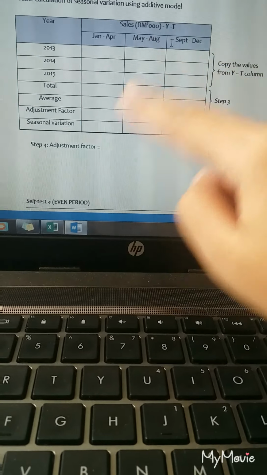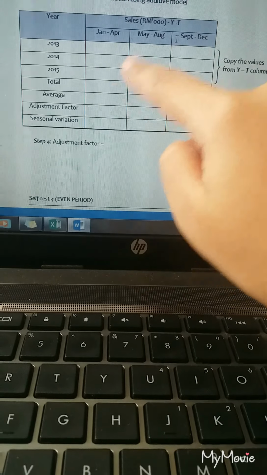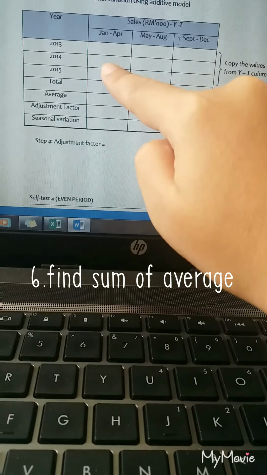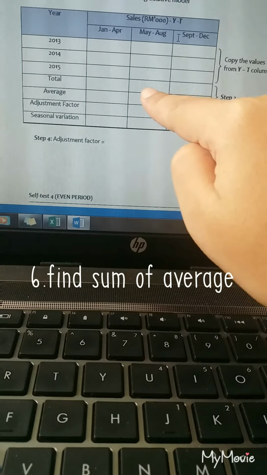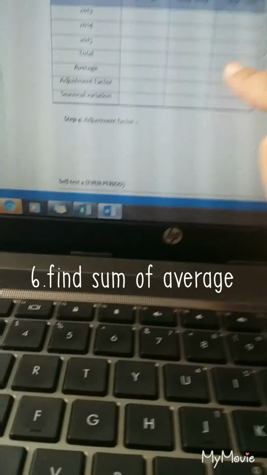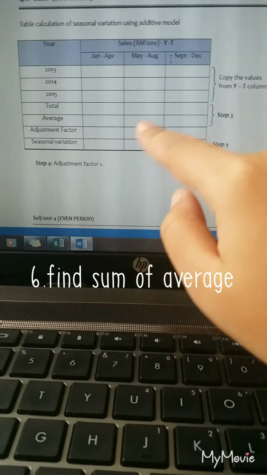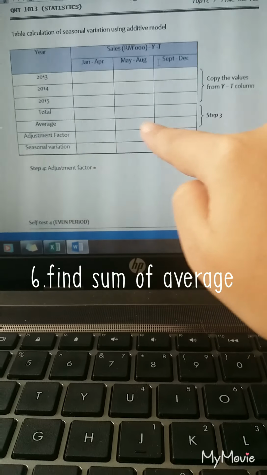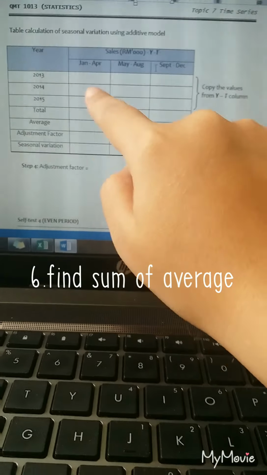You'll be copying all the values here, and then you take the total, meaning you have to total every value that you have for every column. So this column would be the total here, May until August the second column, and September until December the third column. After you get the total of every column, you have to find the average of every column. Let's say you don't have any value for the first season, for example 2013 of January, April. Then you will just divide by what you have. If you have 2014 and 2015, you get the total of those 2 and divide by just 2. If you have 3 values, then you divide by 3 for the average. So you have to check every column separately. You cannot just assume all of them are going to be divided by the same number.